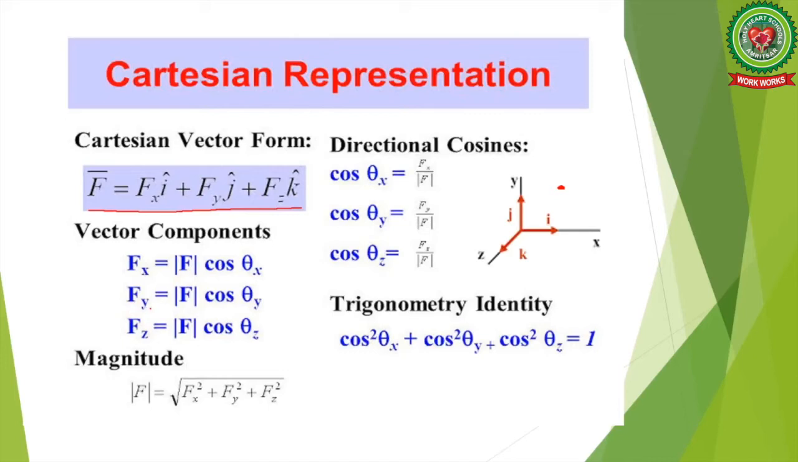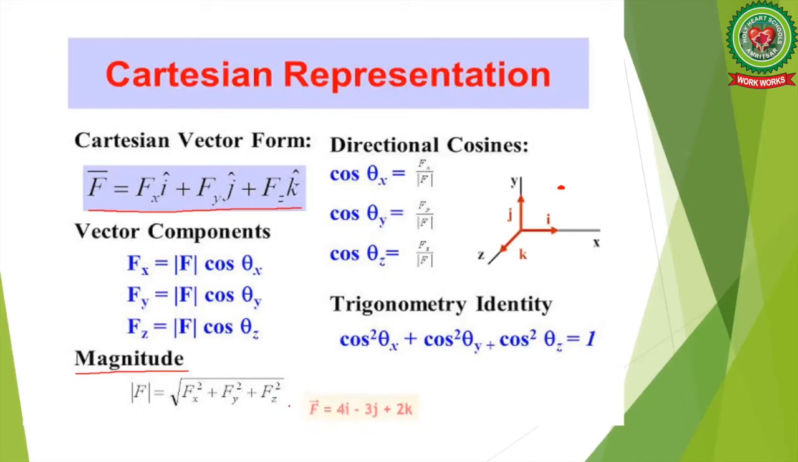Now Fy is equal to magnitude of F cos theta y, the angle with the y-axis. Fz is equal to magnitude of F cos theta z. Now, how can you find the magnitude? It's easy. Already we have done this, but I am repeating here. Magnitude of F, mod F, is equal to under root Fx square plus Fy square plus Fz square.